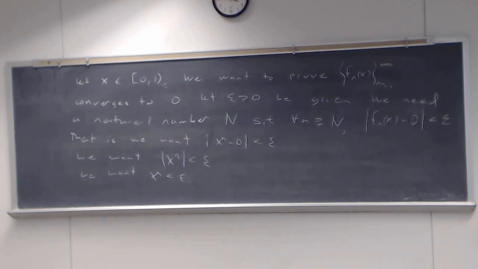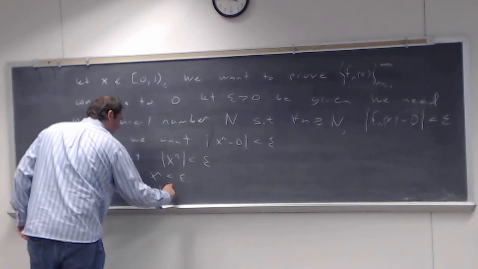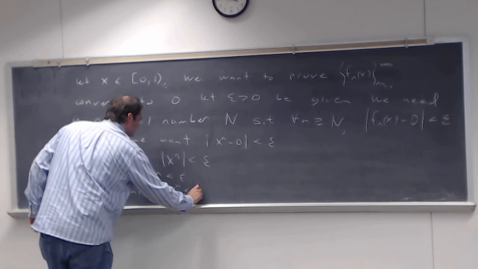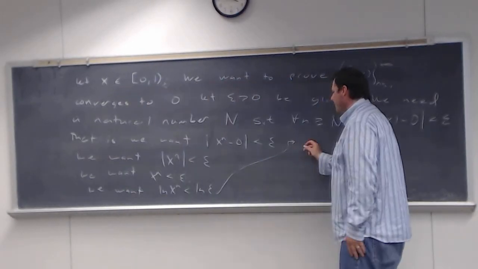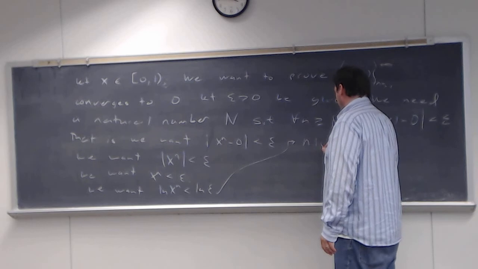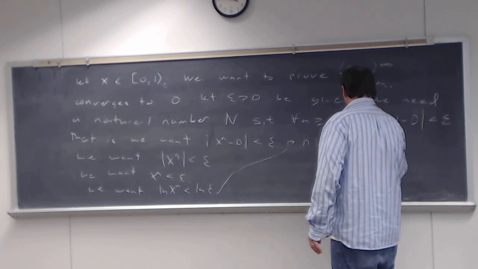So what I'm thinking is that we want ln of x to the n to be less than ln of epsilon. That means I pull the n out front by properties of logarithm. We want n times ln of x to be less than ln of epsilon.